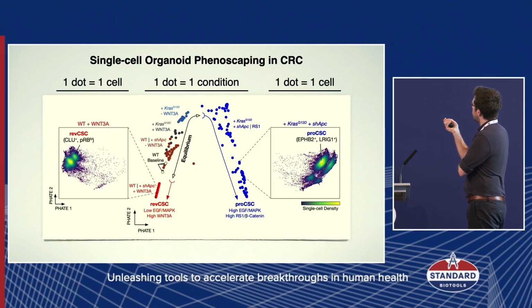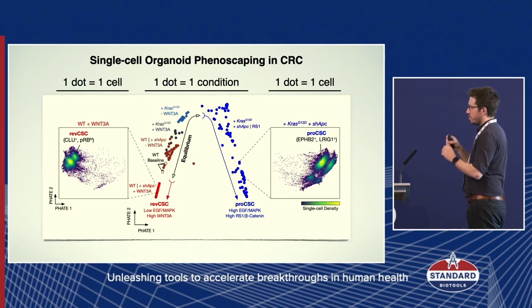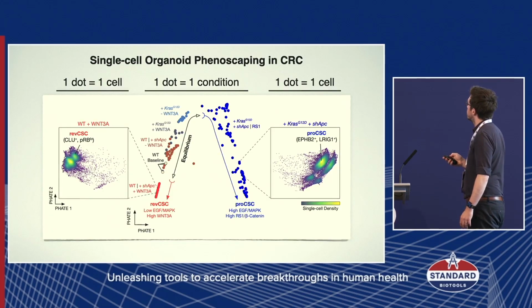Conversely, when we have wild-type cells with an APC, or just a single mutation, and they get exposed to Wnt3A or also TGF-beta, we get this very slow-cycling revival stem cell state. So we can basically use this approach, by doing these very systematic perturbation studies, to map out the phenotypic space that the cells occupy in this system.